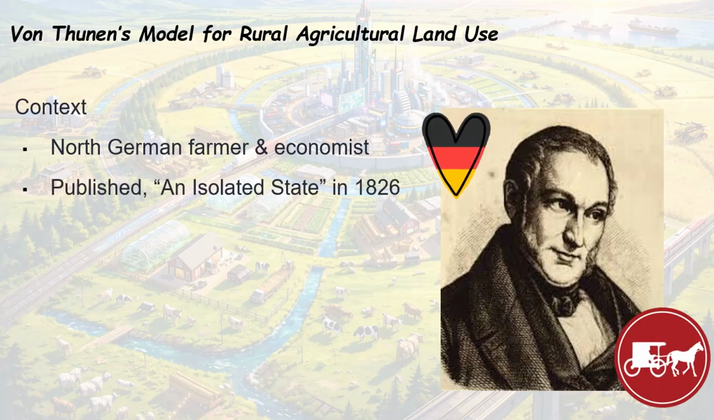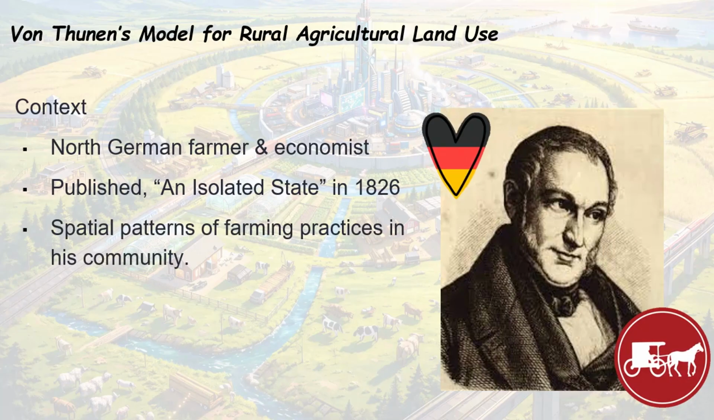In 1826, he drops the isolated state, and instead of writing random theory, he maps out the actual spatial patterns of farming in his community. Translation? He noticed that where you farm depends heavily on how far you are from the market. And that distance equals money. Think of him as the original "why is this here" geography influencer. He's looking at land use and asking, if transportation costs increase with distance, how does that shape what farmers decide to grow? And that's where things get strategic.